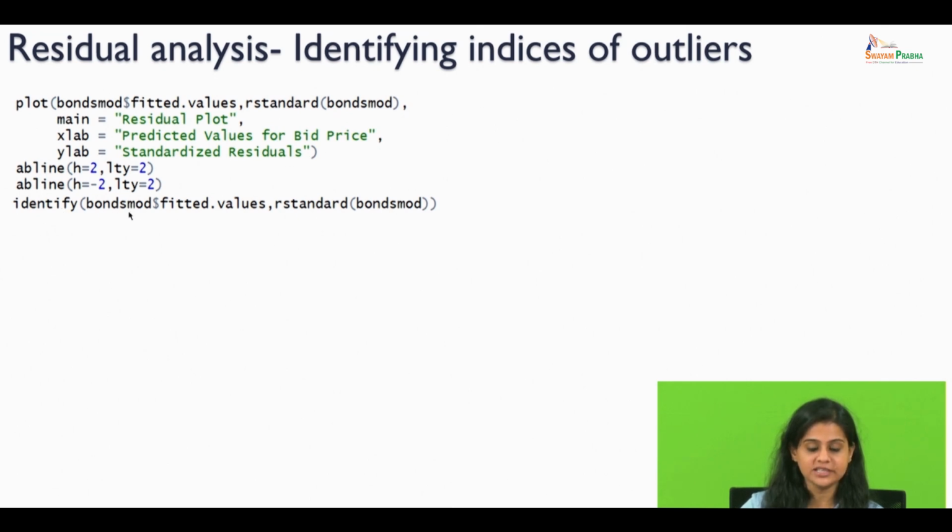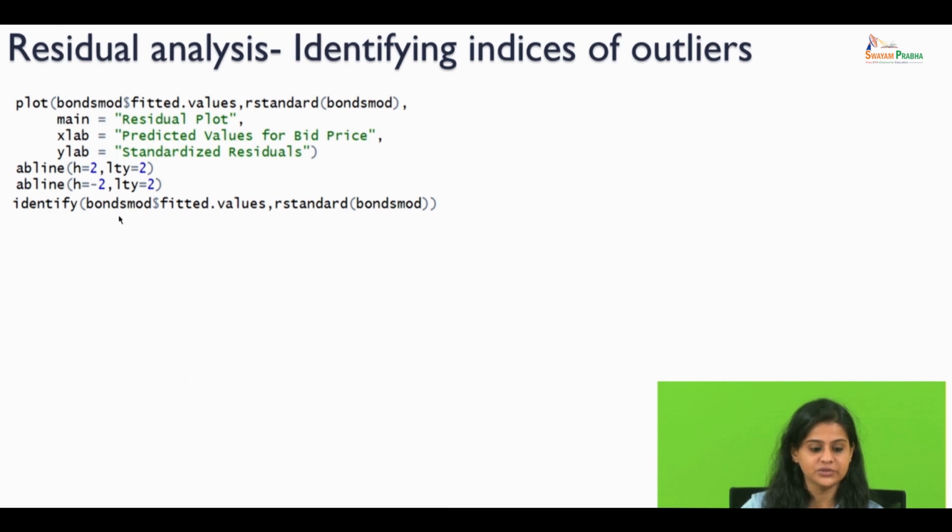Now my input for this is fitted values of the bonds model and the standardized residuals. The reason I am giving fitted values is because on the plot I want the indices to be found. So the plot has fitted values from the model and the standardized residuals from the model. So on this plot I want my indices to be identified. So I give the same inputs that I have used for the plot command for the identify function.